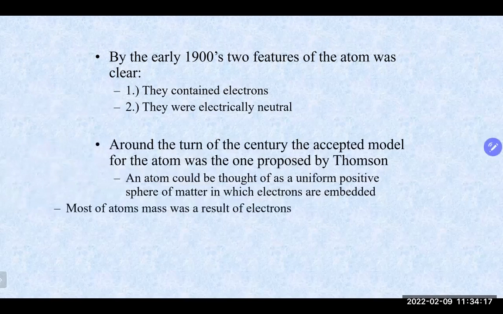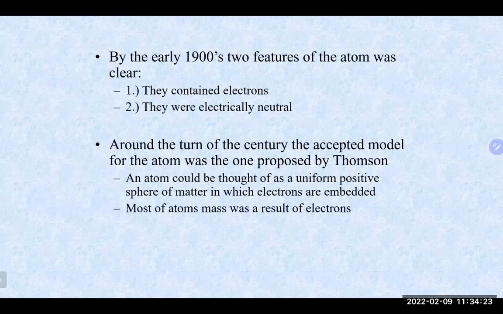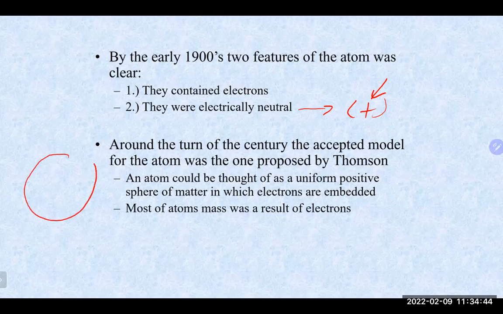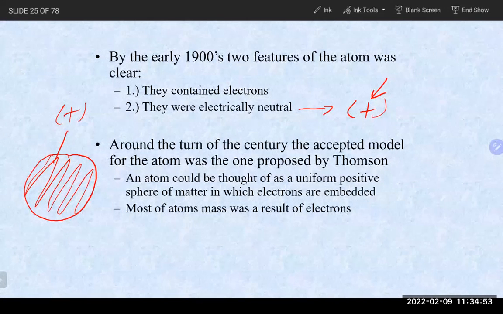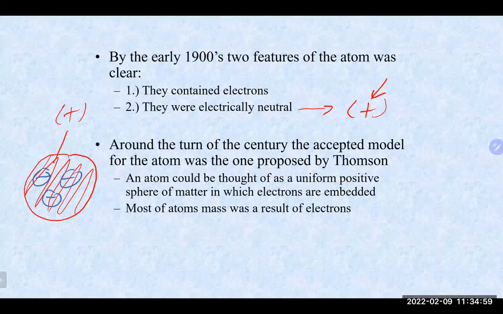So as I said earlier, it was believed that the atoms contained electrons and they were electrically neutral, which meant that we had to have something around there that's positive to balance it out. Around the turn of the last century, the accepted model for the atom was one given by Thomson. It was basically the idea that the atom was a sphere of positive charge, and within that sphere of positive charge, there were electrons embedded inside.